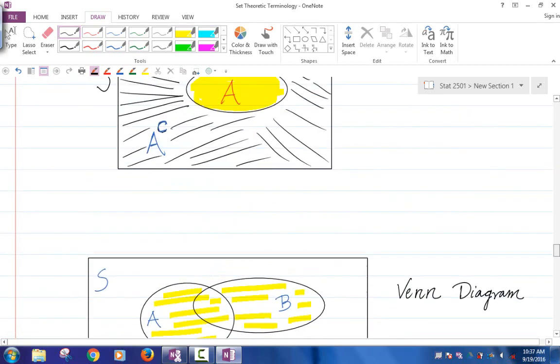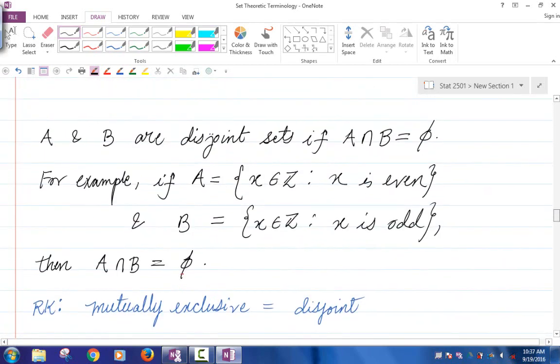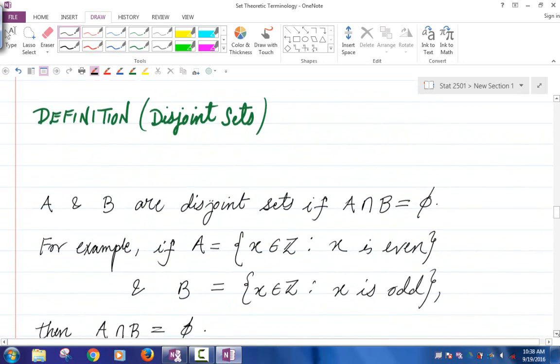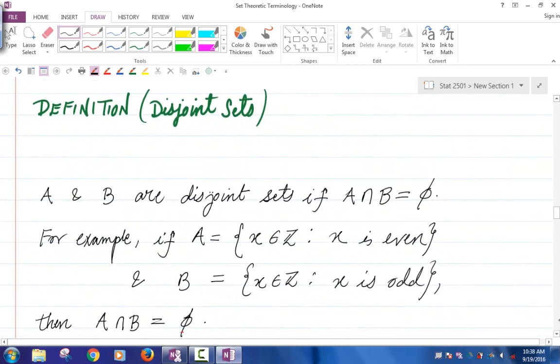Alright, so let's look at another definition then. Disjoint sets. Two sets A and B are said to be disjoint if the intersection of A and B is phi, the empty set. A and B are disjoint if A intersect B is empty. In other words, what does it mean? It means that A and B are disjoint if they have no common elements, right? There are no elements that belong to both A and B.